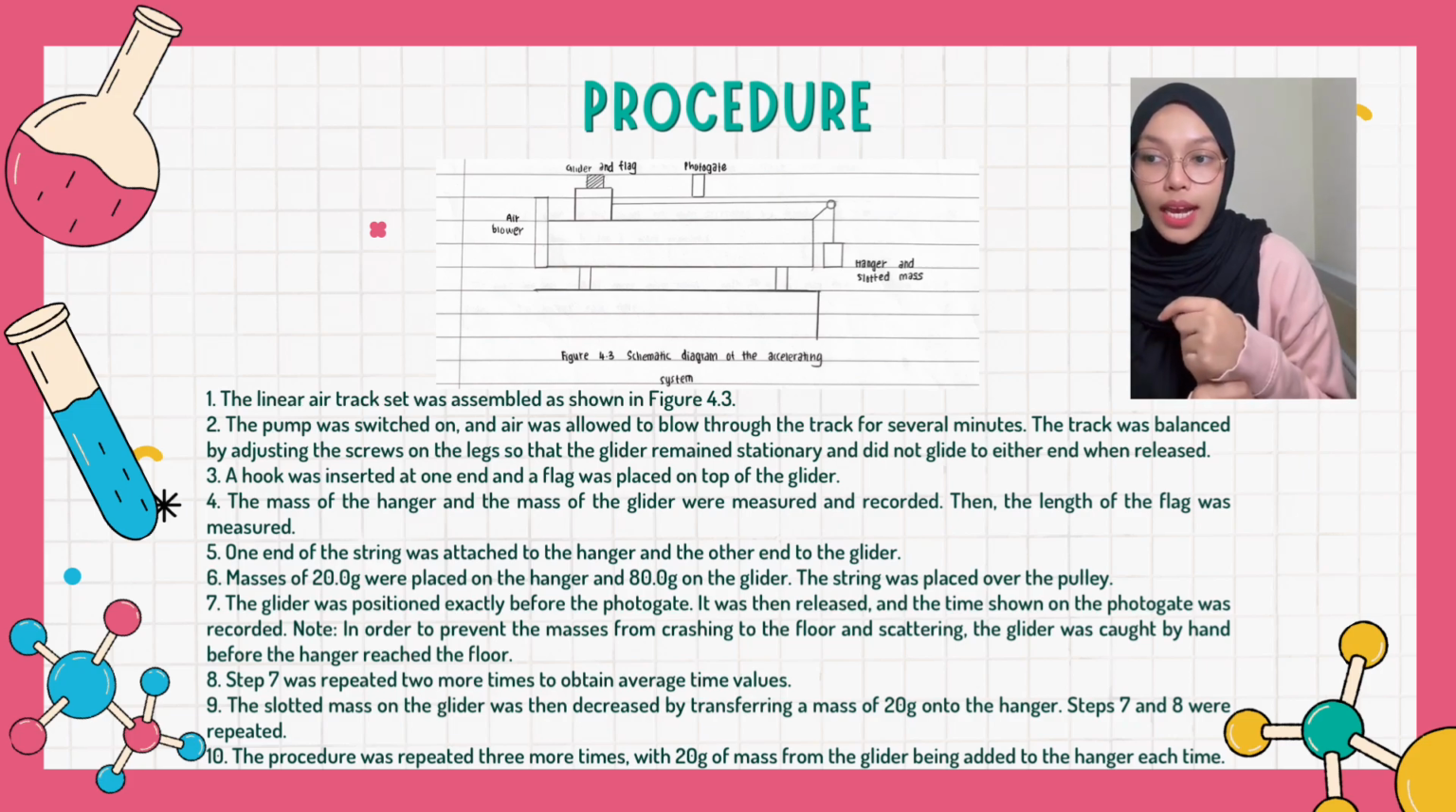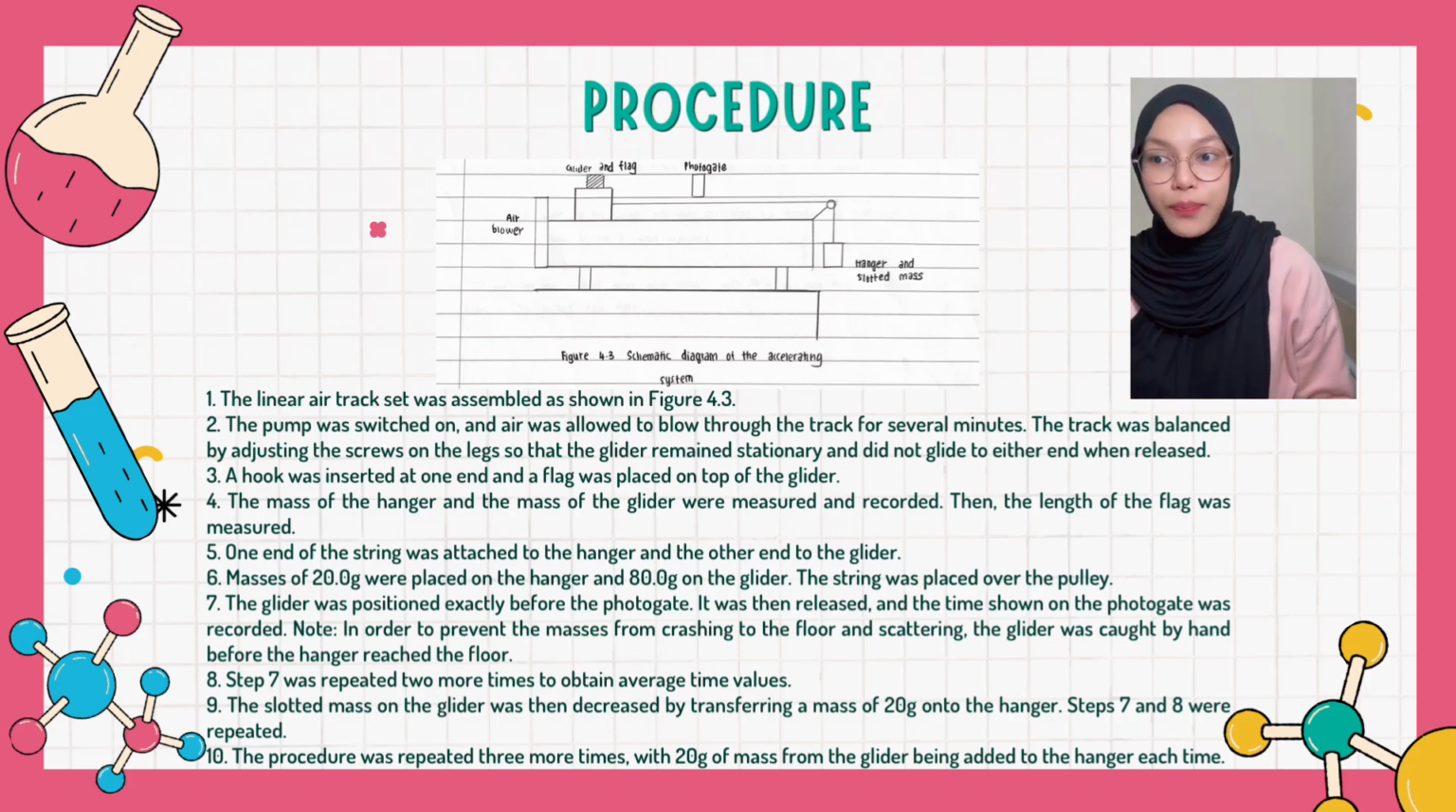Fifth, one end of the string was attached to the hanger and the other end to the glider. Sixth, masses of 20 grams were placed on the hanger and 80 grams on the glider. The string was placed over the pulley. Seventh, the glider was positioned exactly before the photo gate. It was then released and the time shown on the photo gate was recorded.